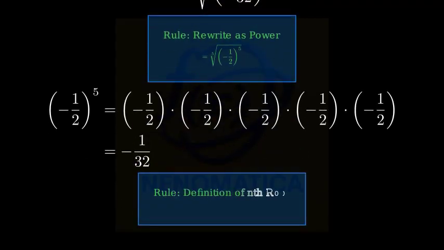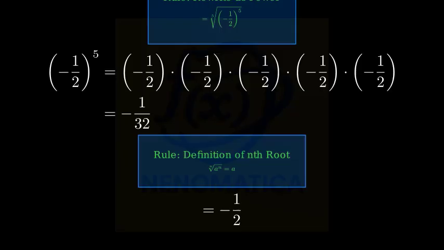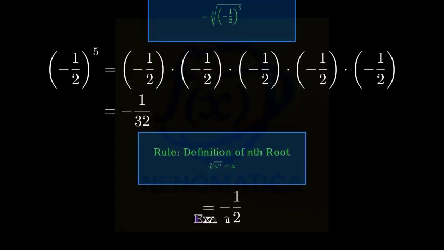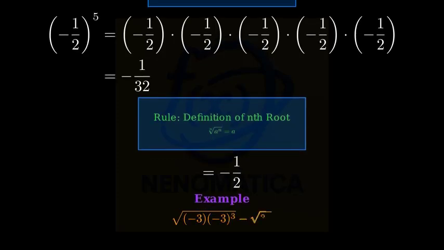Now we can apply the definition of the nth root. The fifth root of negative 1/2 to the fifth power is negative 1/2. So our answer is negative 1/2. Let's move on to another example from our problem set.